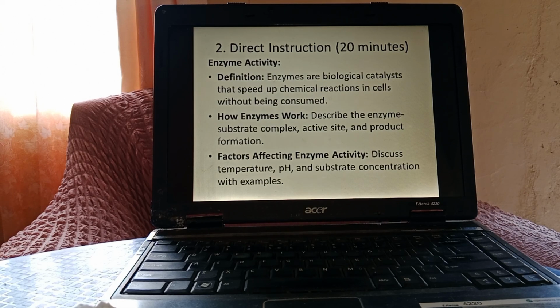Enzyme activity definition: enzymes are biological catalysts that speed up chemical reactions in cells without being consumed. How enzymes work? Describe the enzyme-substrate complex, active site, and product formation. And then you go to factors affecting enzyme activity, discuss temperature, pH, and substrate concentration with examples.